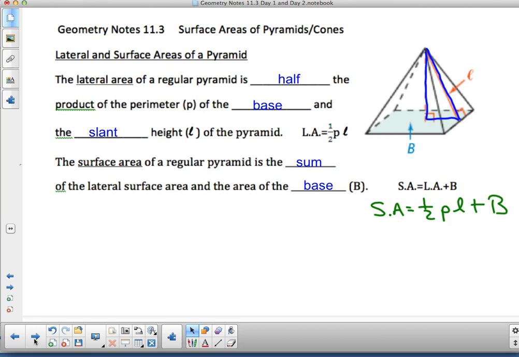Surface area of a regular pyramid is the sum of the lateral surface area and the area of the base, big B. SA is equal to LA plus B. Okay, that's a general thing for pyramids, but in this case, we're going 1/2 perimeter times slant height plus base, big B. Remember, the big B is not just a number, it's a collection of numbers based on a base area you find, okay? So let's talk about that.